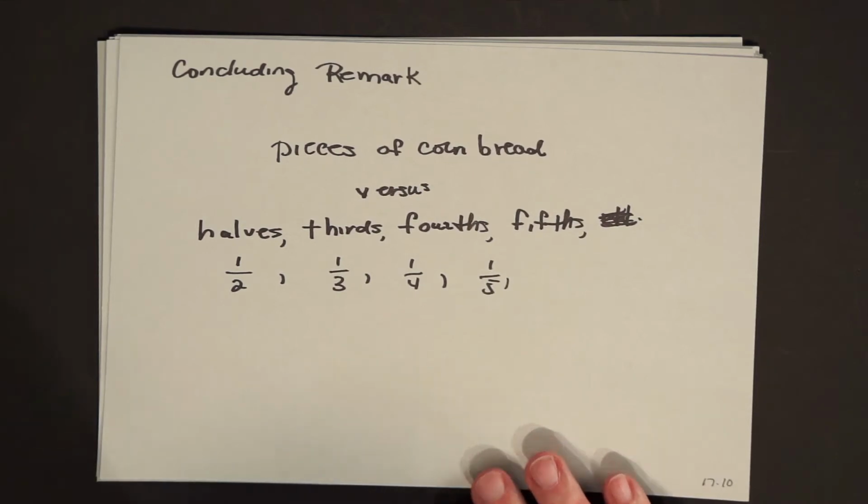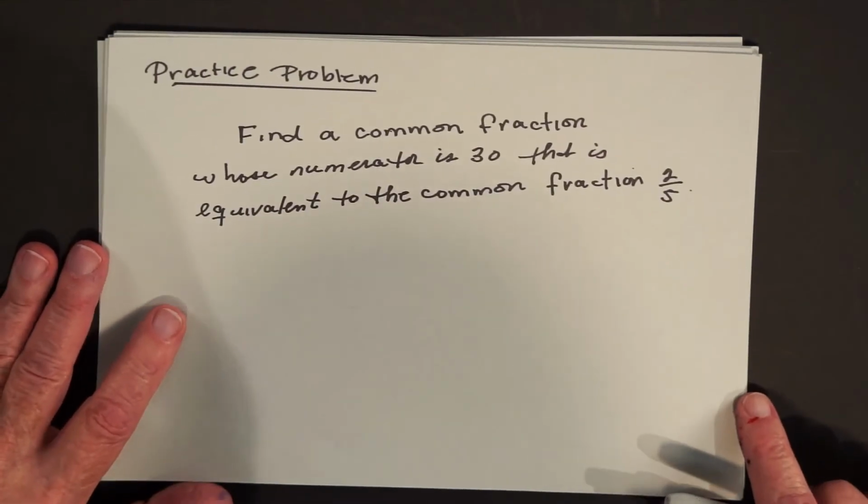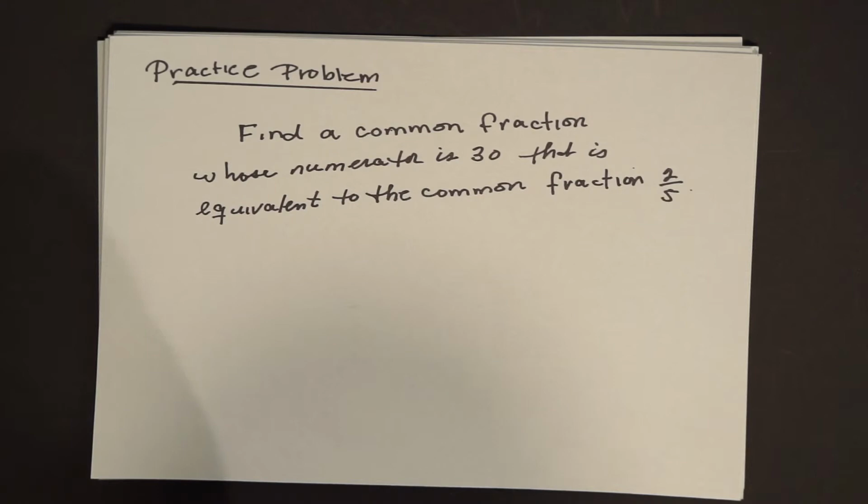But at any rate, let's conclude for today with our usual practice problem, where I will ask you to pause the video, read the question, give me the answer, and come back and see how I did the problem. And the practice problem today is find a common fraction whose numerator is 30 that is equivalent to the common fraction 2/5.